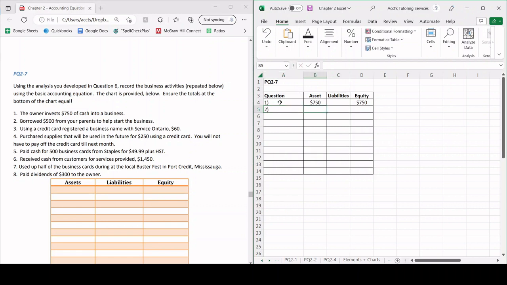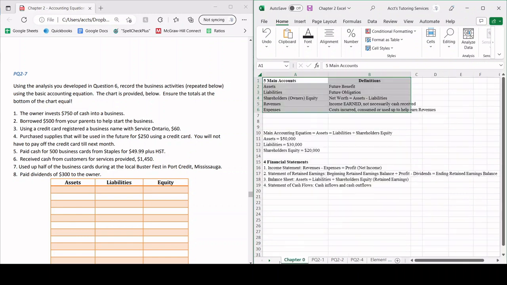Transaction number 2. Borrow $500 from your parents to help start the business. Remember, break the question down. We borrow $500. Let's focus on that first. So when we borrow money, cash is going to go up. Cash is an asset, so we're going to increase assets. And since we borrow money from our parents, we're going to have to owe them back in the future, which is a future obligation, which is a liability. That fits the definition of a liability.